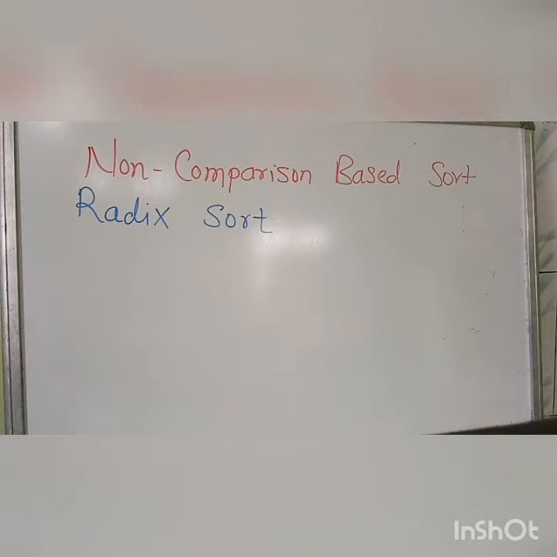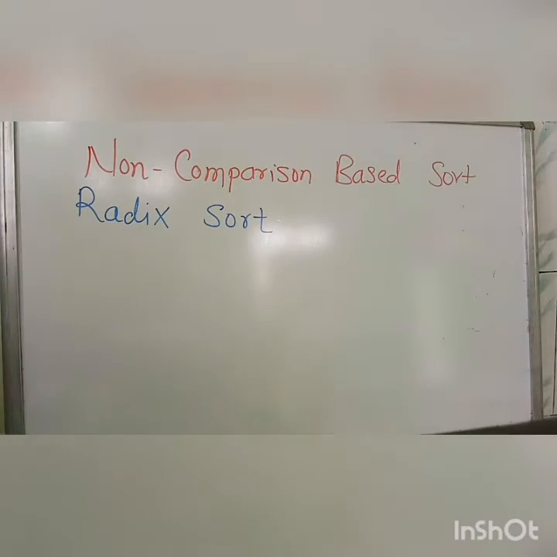What is the procedure for this radix sort? First of all, the number of passes required to sort is equal to the number of digits in the largest number in the list. How?